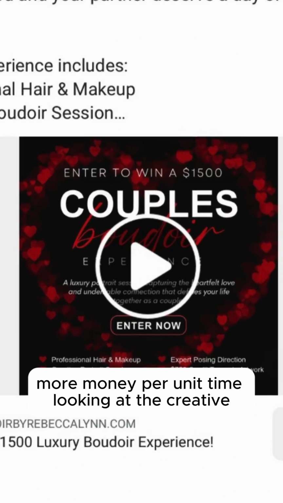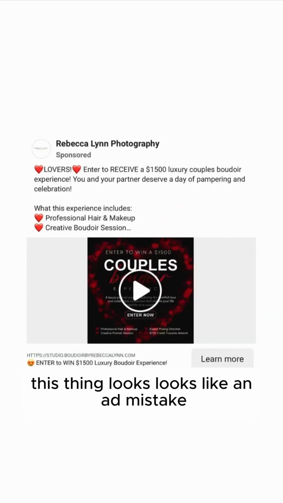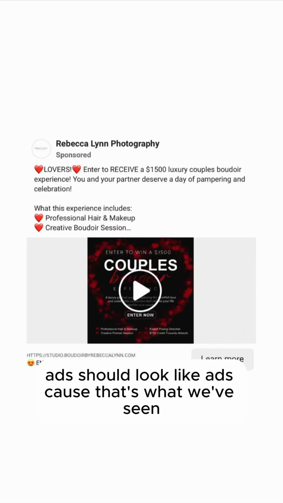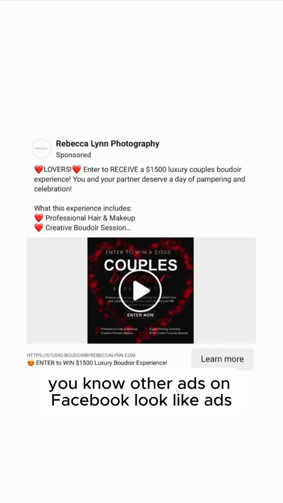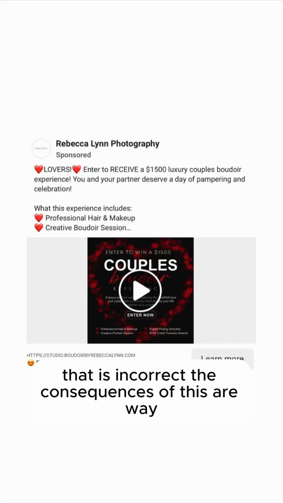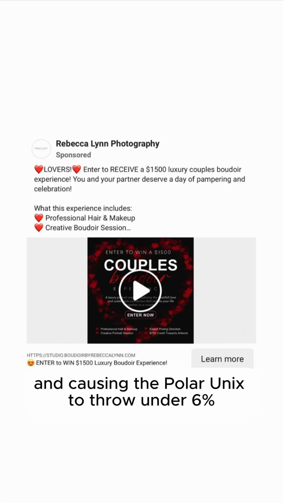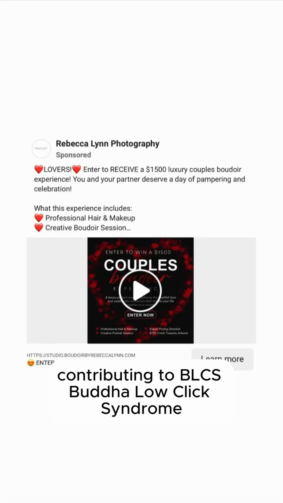Looking at the creative, this looks like an ad mistake. The false belief that caused us to make this mistake is we actually believe that ads should look like ads because that's what we've seen. Other ads on Facebook look like ads. That is incorrect. The consequence of this is way more women scrolling by our ads than necessary, and pulling our unique CTR under 6%, contributing to BLCS, boudoir low click syndrome.